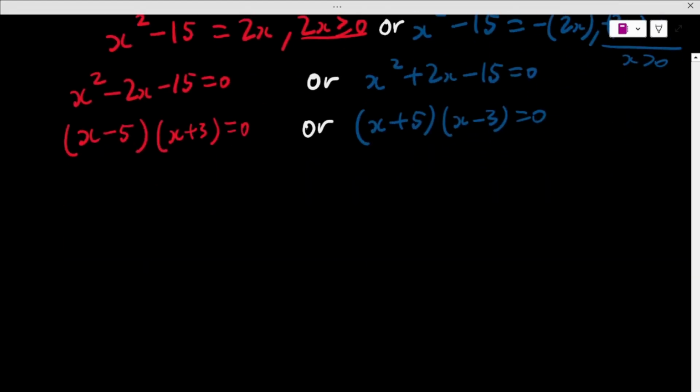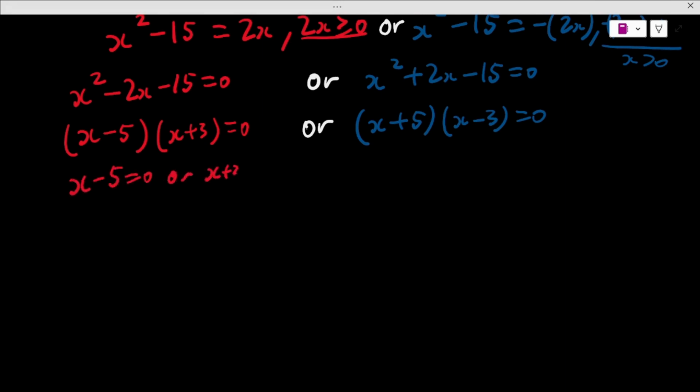Now, you can solve for x. We know that x minus 5 must be equal to 0, or x plus 3 is equal to 0 for the red equation. For the blue equation, we know that x plus 5 is equal to 0, or x minus 3 is equal to 0.